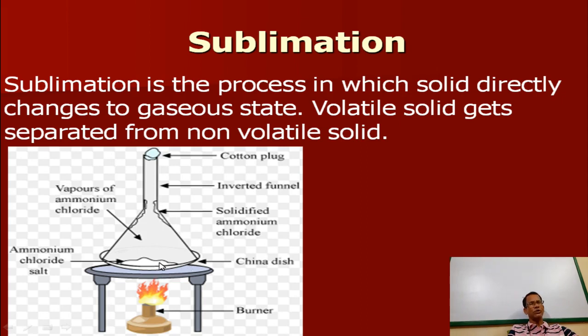And the non-volatile substance remains in the China dish. So in this way we can separate the volatile component from the non-volatile component by heating. This method is called sublimation. In this method, the volatile component will be separated first.